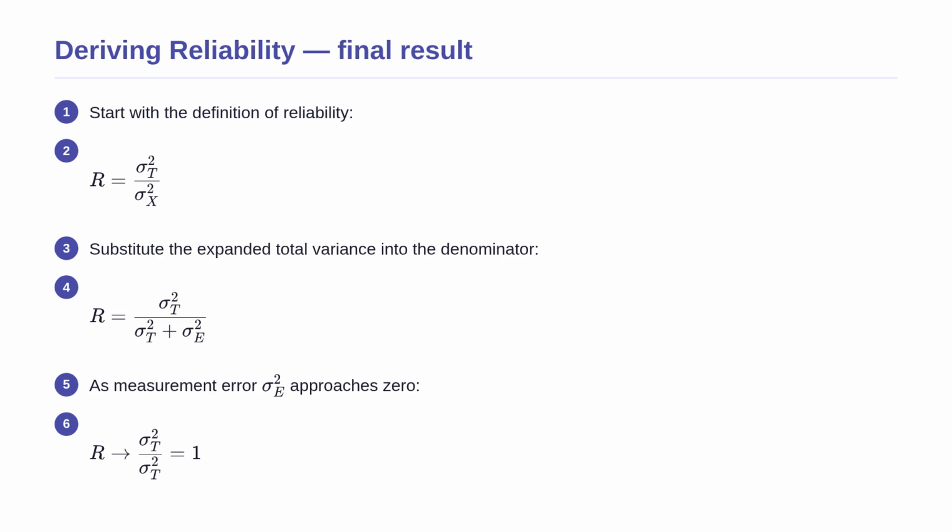This brings us to the final result of our proof arc, where we establish exactly why a reliability of 1 represents a perfect fact. We start with our reliability definition. In the denominator, we substitute the total variance with true variance plus error variance, which we proved earlier.